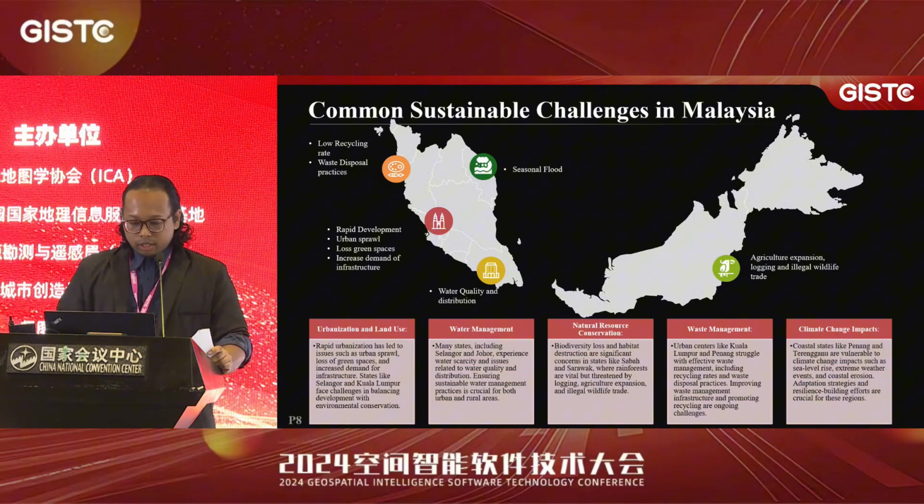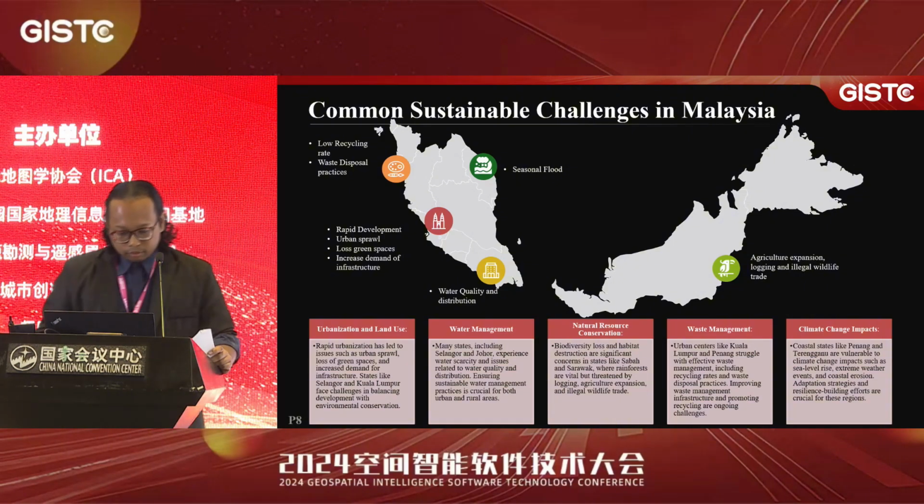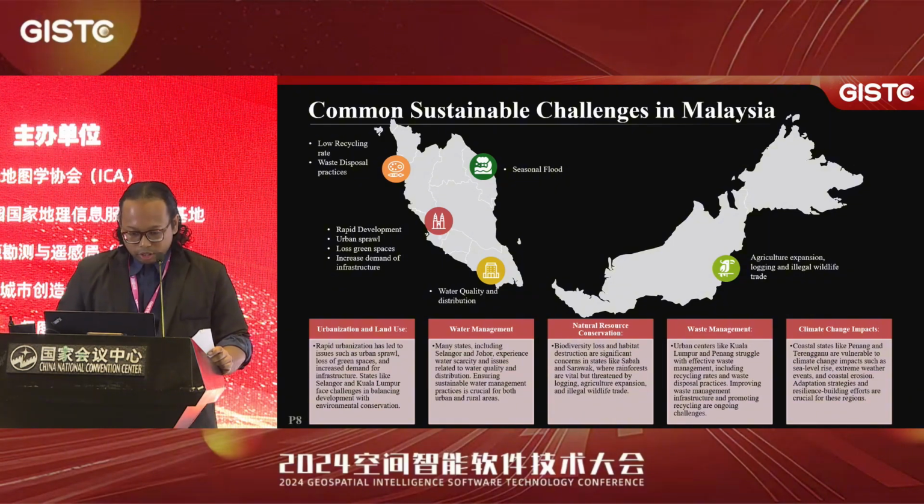About natural resources and conservation, biodiversity loss and habitat destruction are significant concerns in Malaysia. These are the states with large green areas, such as Pahang, Sarawak, and Sabah, where the rainforests are vital but threatened by logging, agriculture expansion, and illegal wildlife trade.